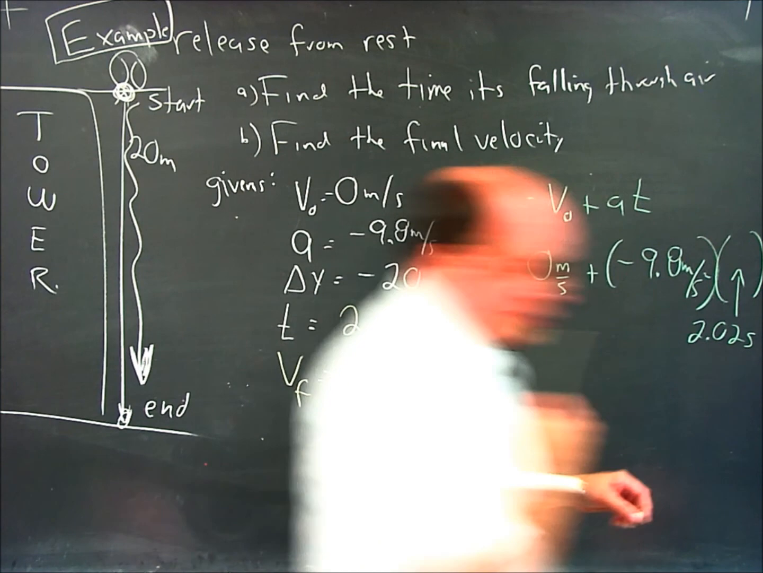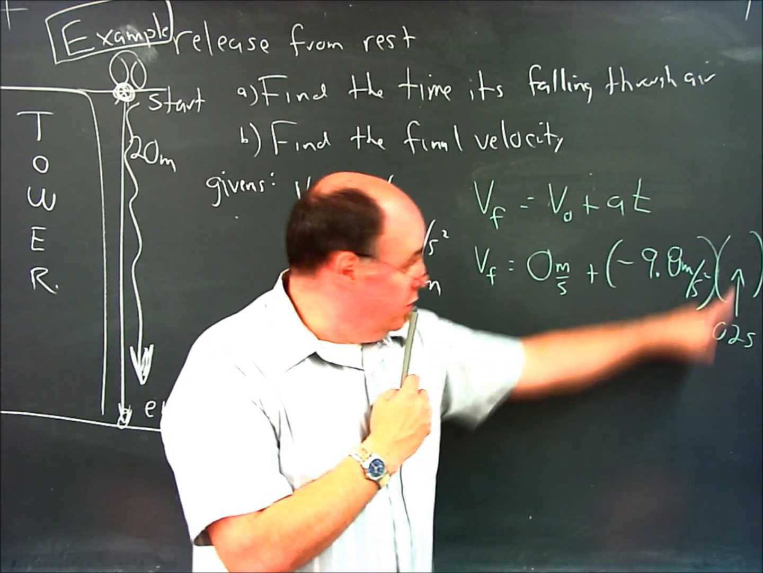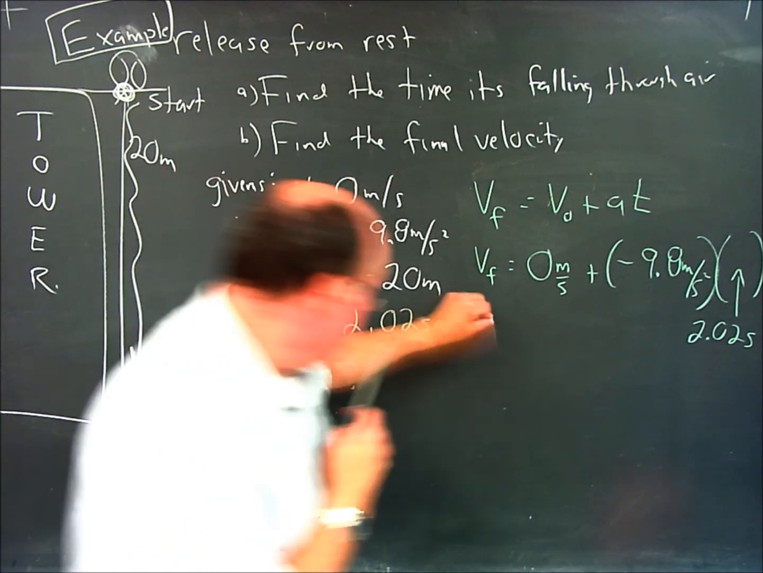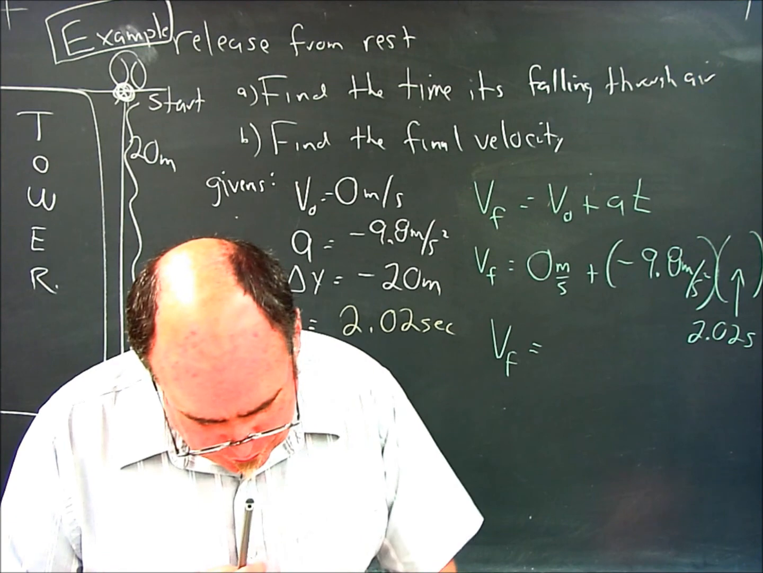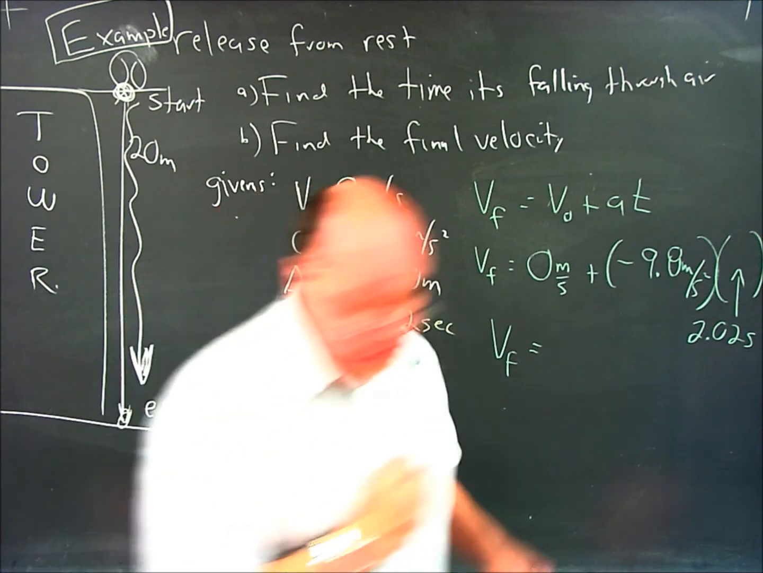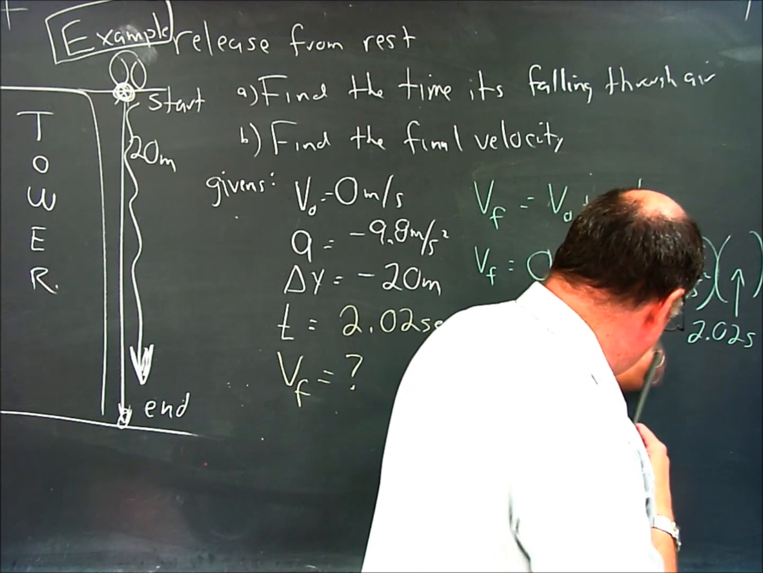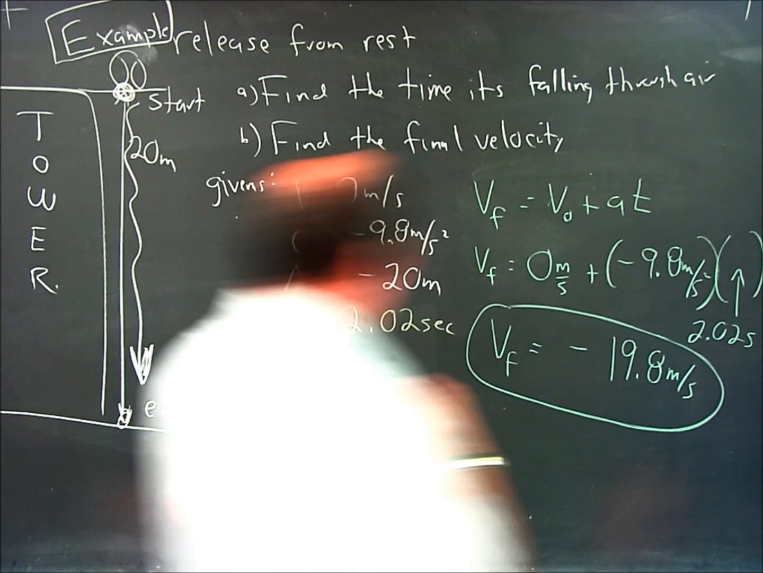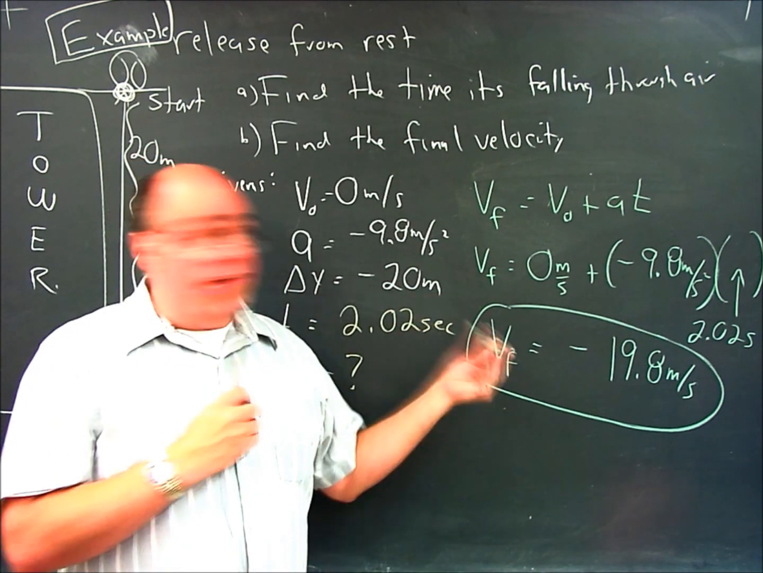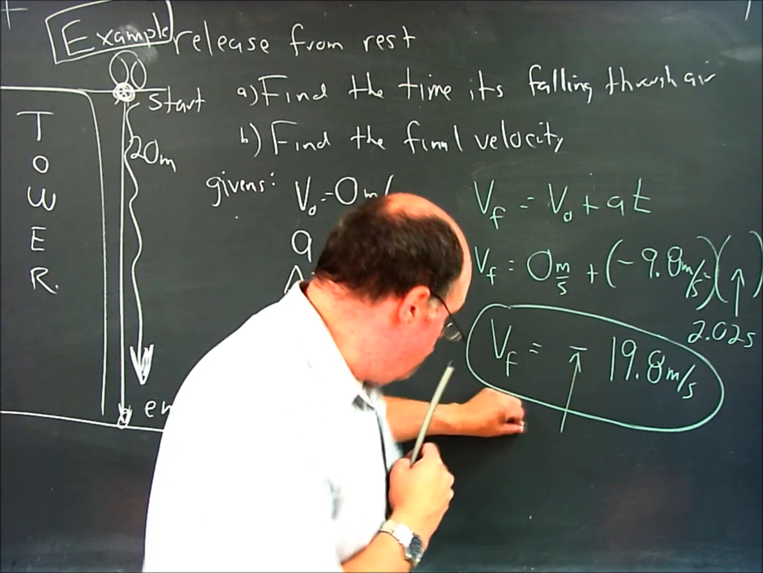I don't want it to go off screen, so I've shown you. I'm taking negative 9.8 and I'm multiplying it by 2.02, and that goes in those parentheses there. So when I get this, v final comes out to be negative 19.8. Okay, that's how fast this ball is going when it hits the ground. The negative sign here means it's going in the downward direction.